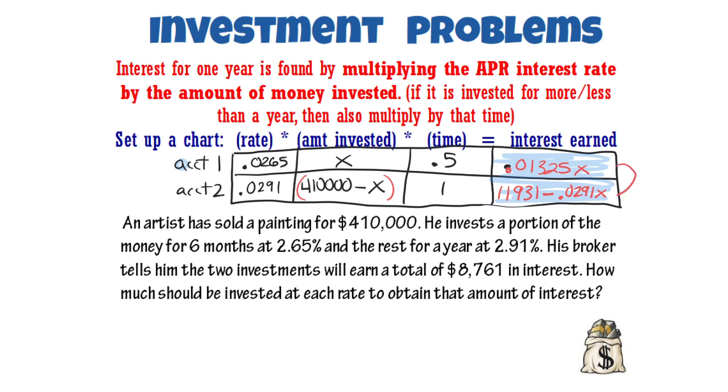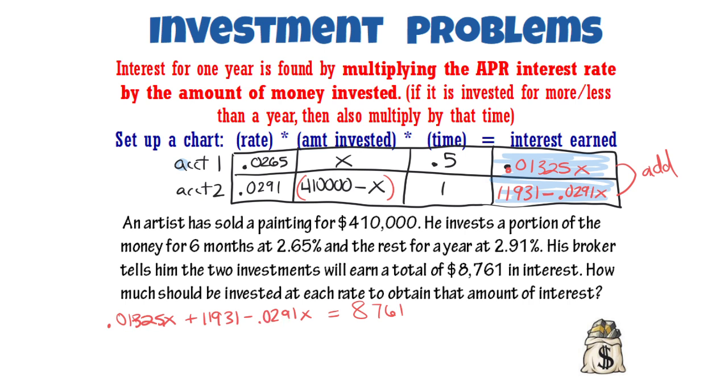I'm going to take these two values right here and add them together. I'm going to come down here, got a little tiny bit of space: 0.01325x plus the 11,931 minus 0.0291x, and that should equal the 8,761 the broker said we're going to get. Okay, I've got to be efficient here. I don't have much space. So I'm going to combine these like terms on the left side. Let's go ahead and do that.